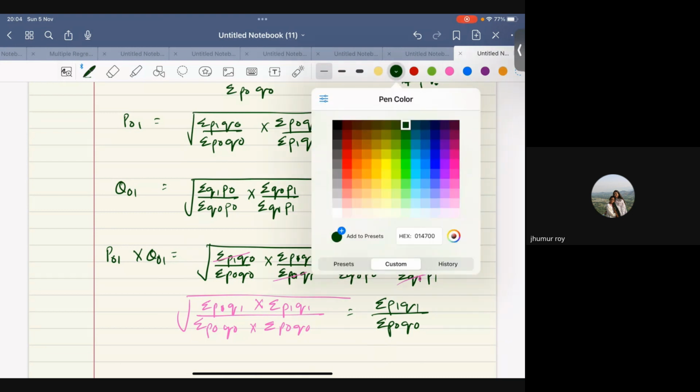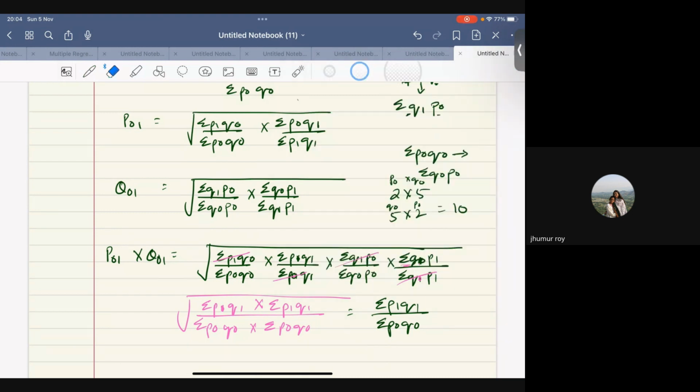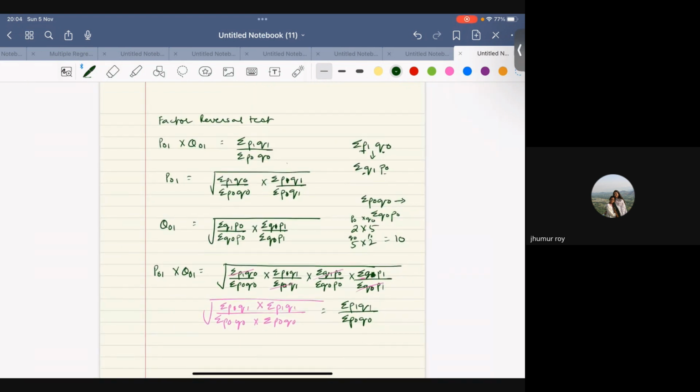What? Yes. Wrong. Sorry, everything is wrong here. That's why I was wondering what is happening. This is Q1 upon Q0. Okay. Is it clear? So what is the factor reversal test giving us?